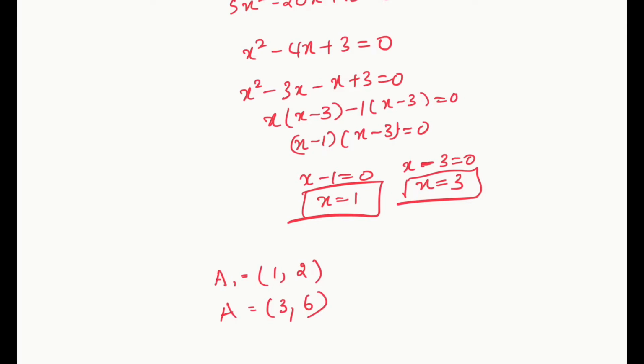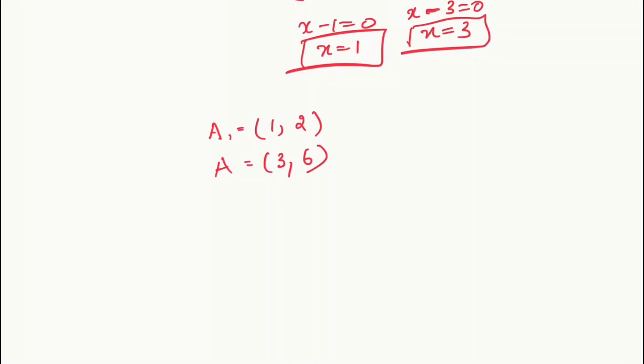Fine. Now let me do the 7th question. A point P (2, minus 1) is equidistant from the points A(7) and (minus 3, a). Find a. How will we find it out?